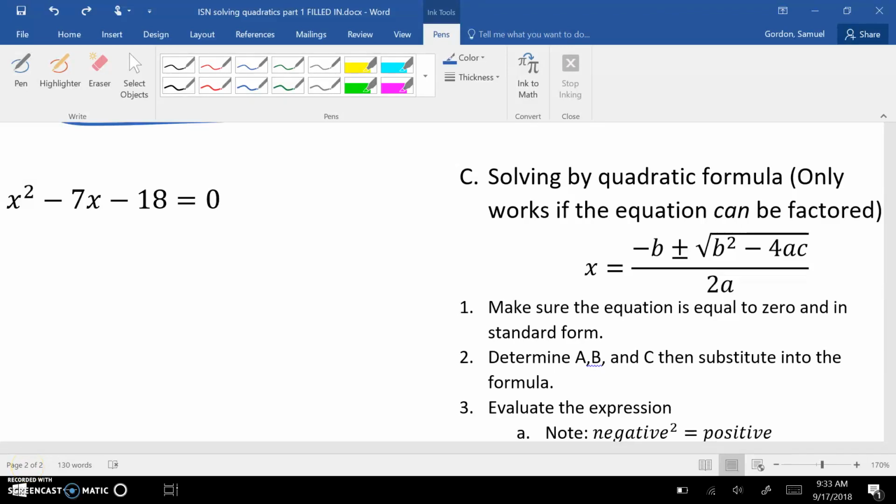All right, here's video number 3 on how to solve a quadratic equation. So I have a little typo here. It says solve my quadratic equation. It should not say only works if the equation can be factored. It should really say always works.